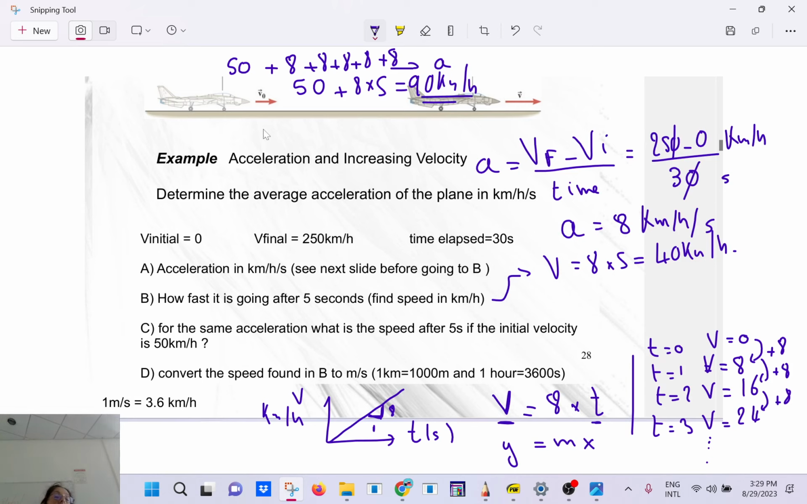Okay? So it's like you're making $8 an hour, you work for 5 hours, and your boss is so nice, he gives you $50 to begin with. So this is what we call the y-intercept. If you remember, y equals mx plus b. So y will be your velocity, 8 is the rate, plus 50. That's a kinematic equation.